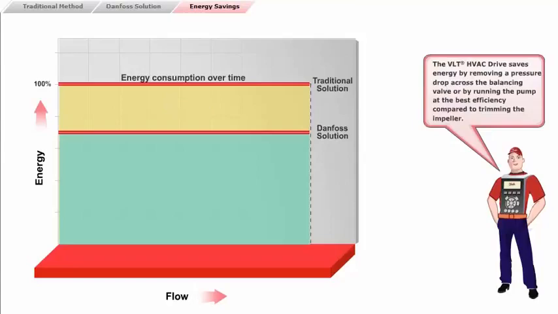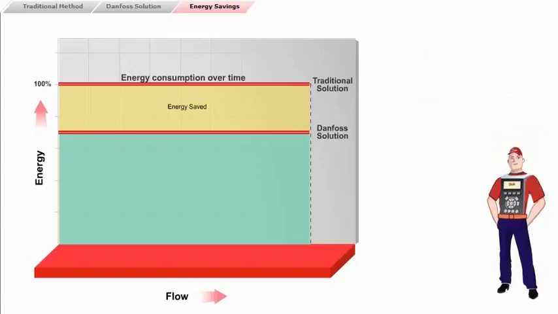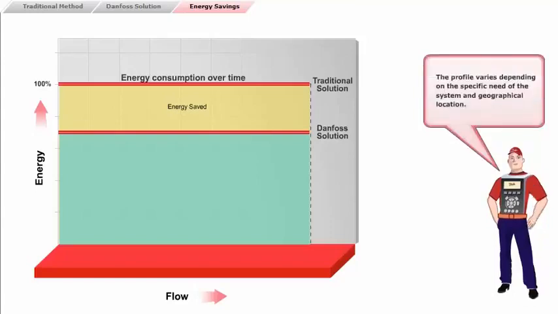The VLT HVAC drive saves energy by removing a pressure drop across the balancing valve or by running the pump at the best efficiency compared to trimming the impeller. The profile varies depending on the specific need of the system and geographical location.